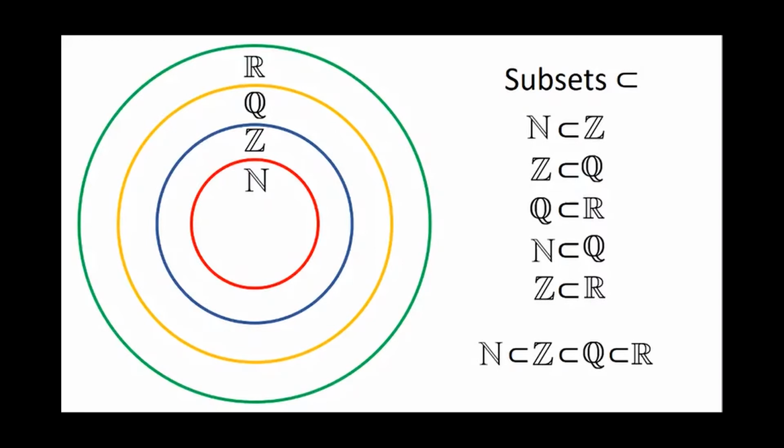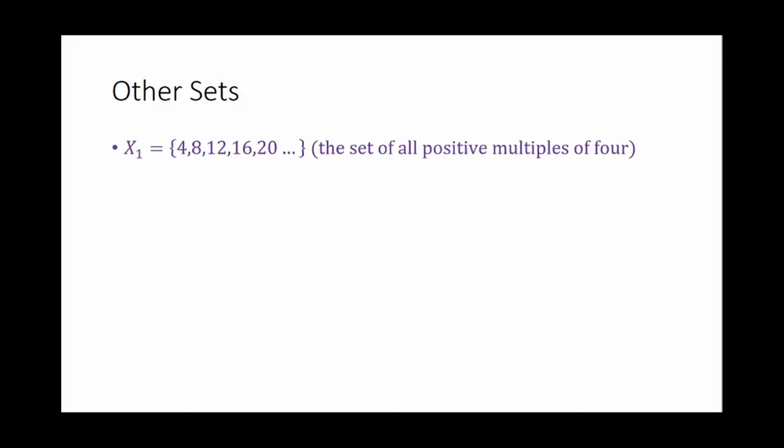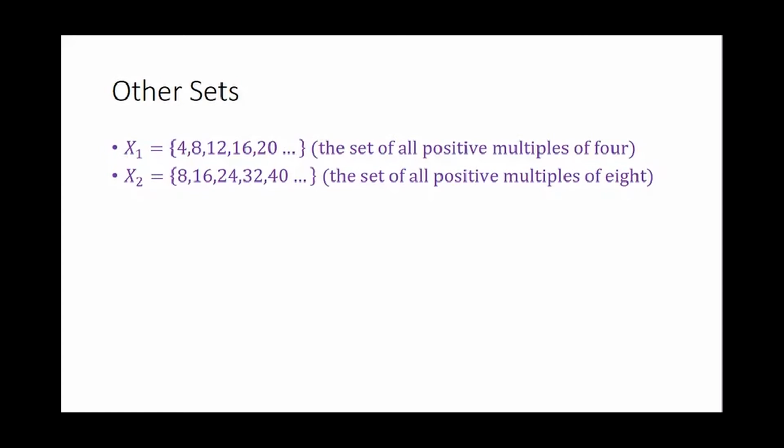However, there are also sets used in questions and proofs that can be given to you, or you could make up yourself. So, for example, say you wanted a set to be known as x1 and have only positive multiples of 4. Then you'd have x1 equals 4, 8, 12, etc. all the way to infinity. And then you could have another set, say x2, to be all the positive multiples of 8. Then clearly, as we know, all multiples of 8 are also multiples of 4. We know that all members of x2 will also be members of x1. So we can say that x2 is a subset of x1.